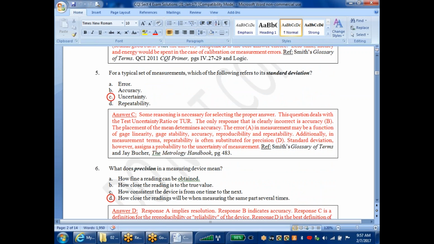Five, for a typical set of measurements, which of the following refers to its standard deviation? Now we're talking about standard deviation here. Really we're talking about test uncertainty ratio.